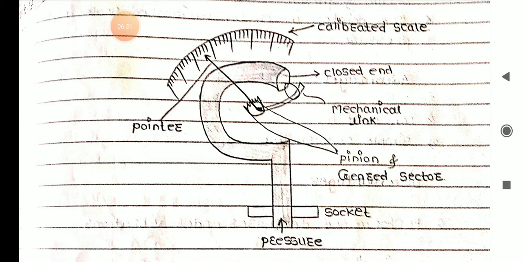A calibrated scale and a pointer are provided to indicate the reading of the pressure. If you want to measure the pressure, you need one pointer and a calibrated scale. For that purpose, the pinion is connected through to that pointer and calibrated scale.